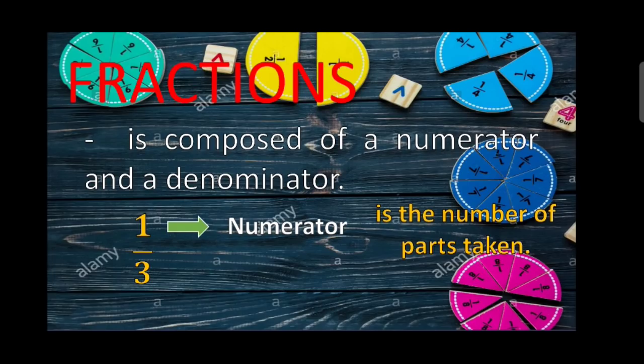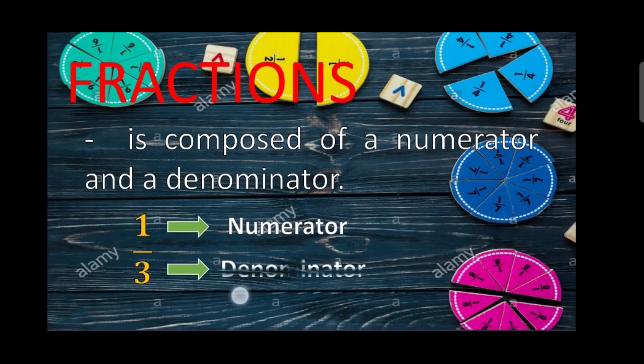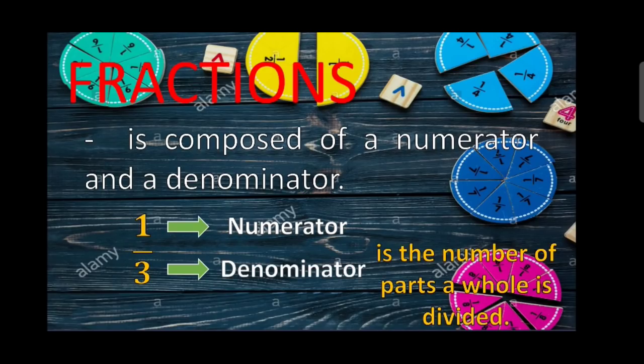Ibig sabihin sa numerator, kung ilan yung kinuha natin, ilan yung sinade natin sa figures, and so on. And then the numerator, makita natin to, top of the fraction. Then denominator naman is our 3, or we can see it below the fraction. So the denominator is the number of parts a whole is divided into.